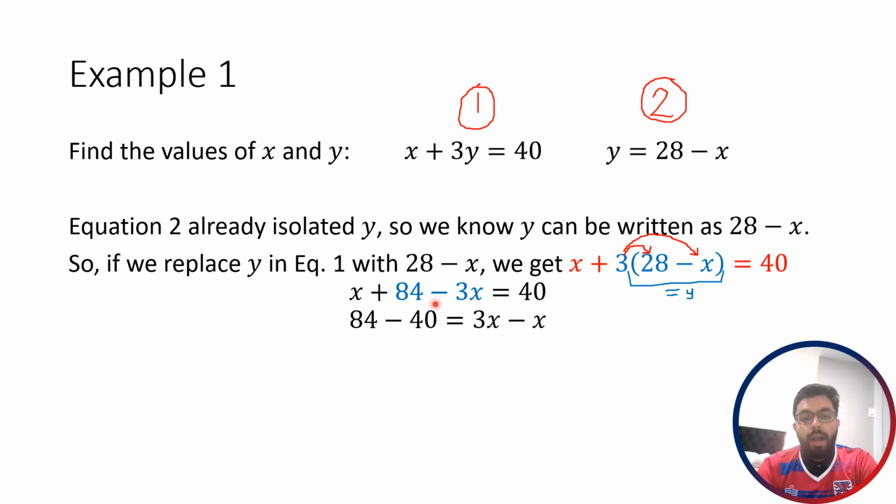But then you isolate x, because you've got all this stuff going on, so I'm just going to shuffle things around. I'm going to take the 3x to the right side, I'm going to take the x to the right side, and I'm going to bring the 40 over to the left side.